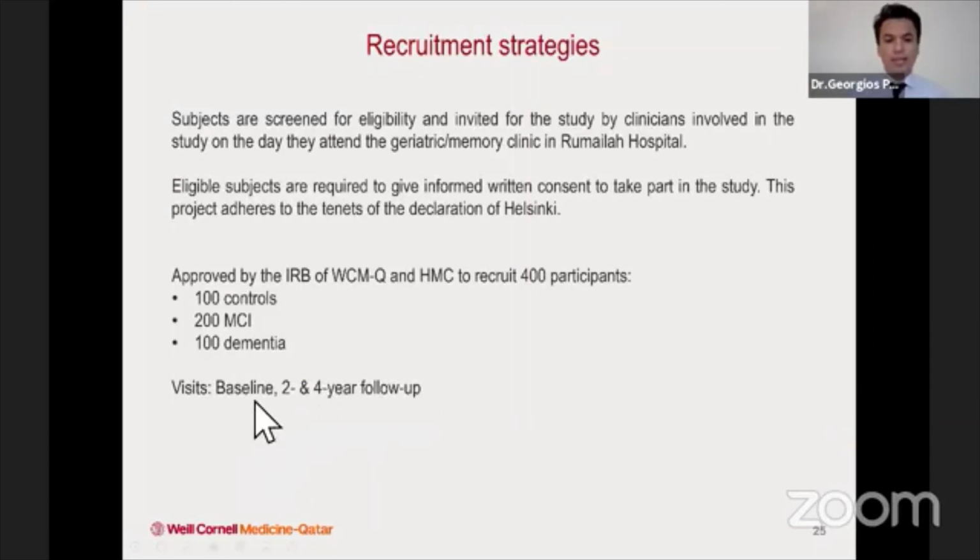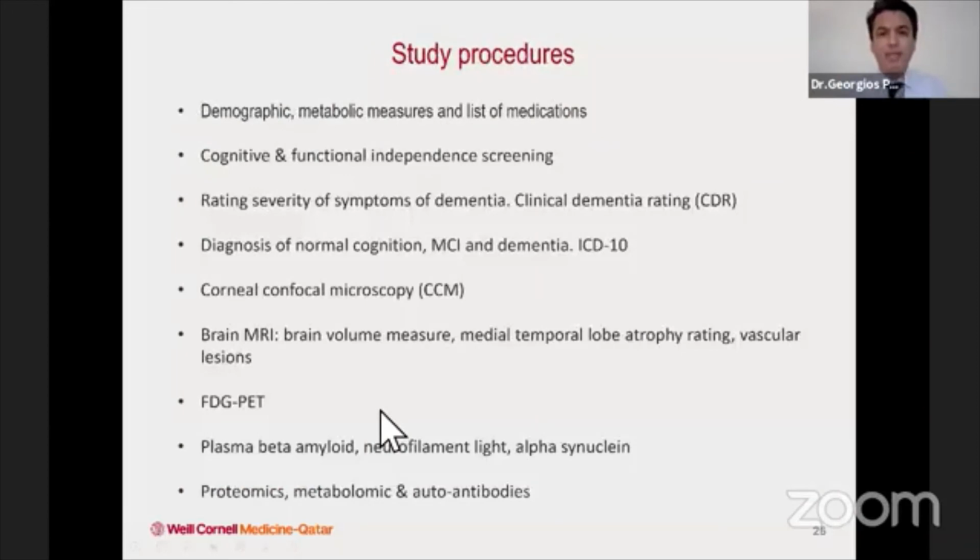And for the study, like I said, we have visits at baseline, 2-year follow-up, and 4-year follow-up. Now, study procedures look something like this, where you collect demographic data, metabolic measures, and medications, and then the assessments you perform for this study are cognitive function and functional independence screening, to rate the severity of the symptoms of dementia. We use the Clinical Dementia Rating. Also, for the diagnosis of MCI and dementia and healthy controls, we use the ICD-10 criteria.